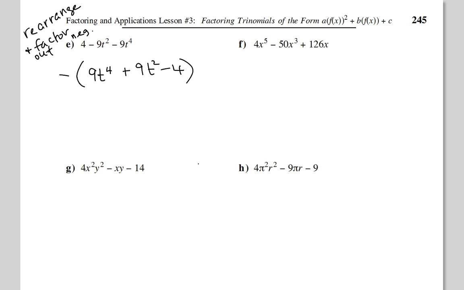Look at F. What do you see you should do first? How often have you ever seen the last term have an x on it? Never. So what do you need to do first? GCF, and there's an x involved. Good. Look at H. It's got pi in it. Cute. Apple pie. Change R to apple, right?